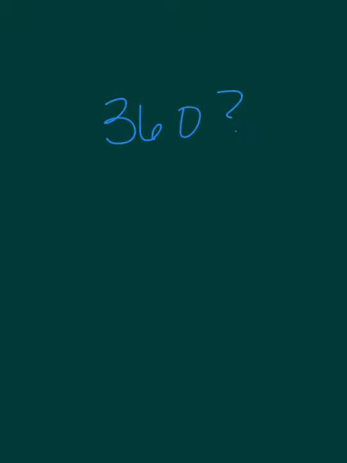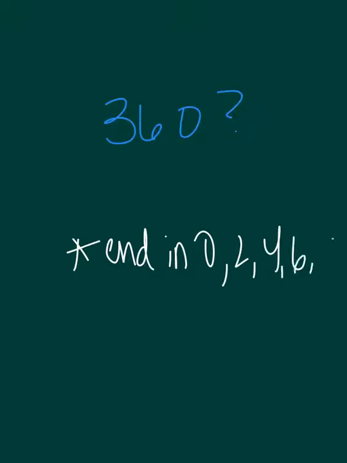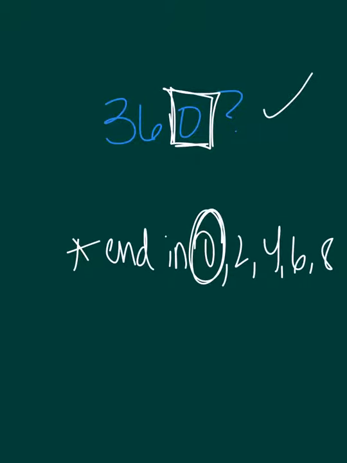Let's look at the number 360. So once again, thinking about that second rule, does it end in a 0, 2, 4, 6, or 8? I look at the number in the ones place, that's the last number, and it does end in a 0. So yes, that is divisible by 2.